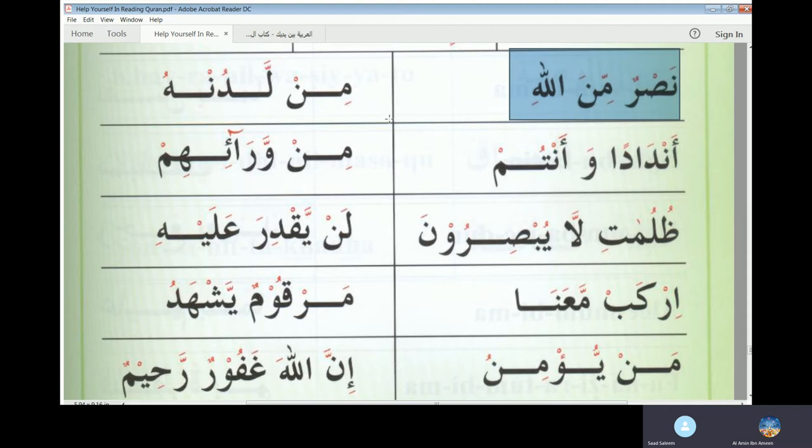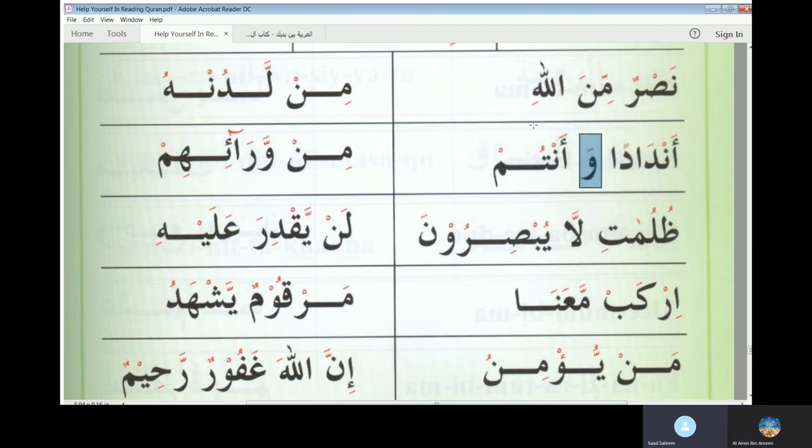Mil ladunhu. Okay. Noon is not read. There is no noon here. Mil ladun. Milla dunhu. Wa an. An da da. Dunhu.